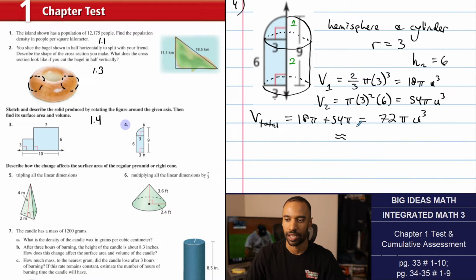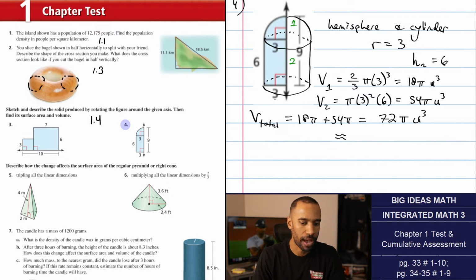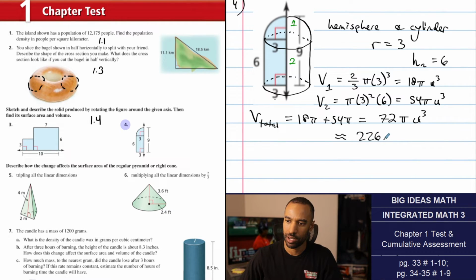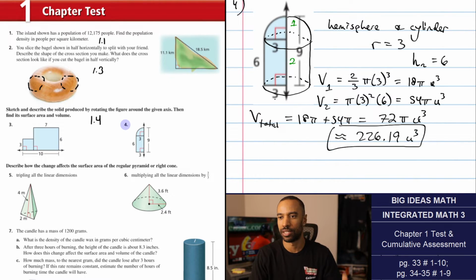Now we need the calculator. 72 pi. It's going to be around 225 or so. 72 pi. 226.19. 226.19 cubic units. Volume of this thing.